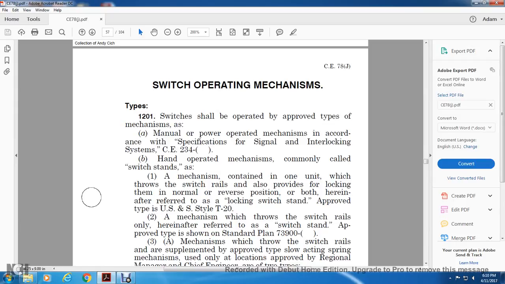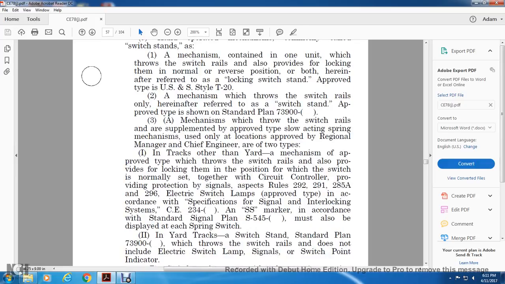C234, hand operated mechanism, commonly called switch stands, a mechanism contained in one unit which throws the switch rail and also provides locking in normal and reverse positions, herein referred to as the locking switch stand, approved type US and S style 220. A mechanism which throws the switch rail, herein referred to as the switch stand, is the approved type shown in standard plan 73900.